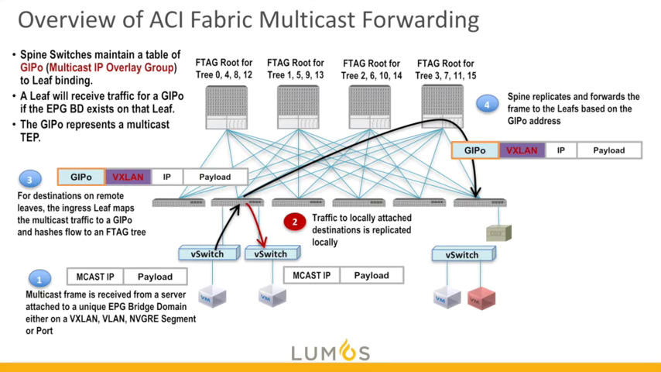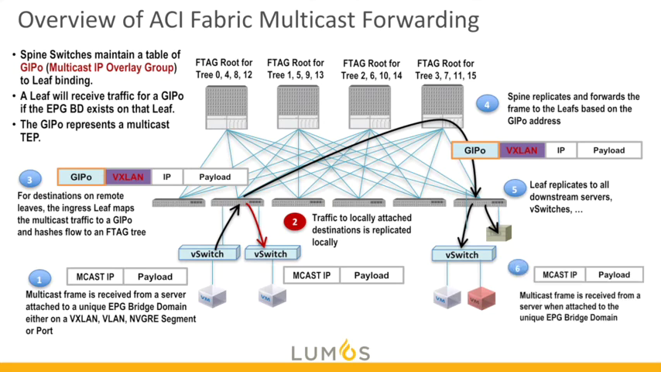So it will send it to whoever needs to get it, whichever leaves are part of that multicast group, and then the local leaf will replicate further downstream. So we only replicate where we need to replicate. And the multicast frame is received with the headers pulled off.